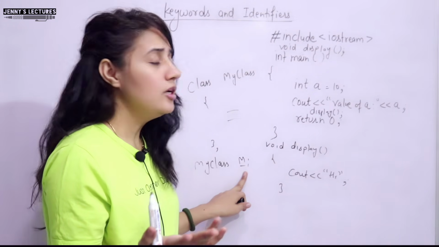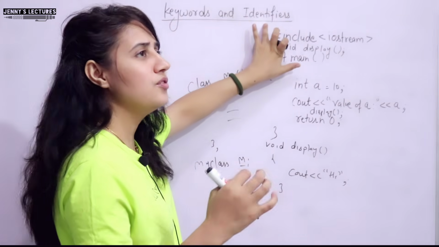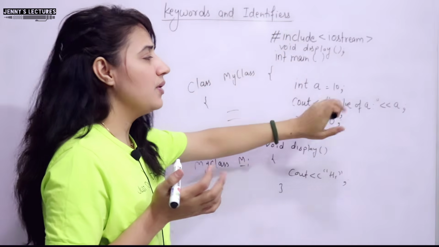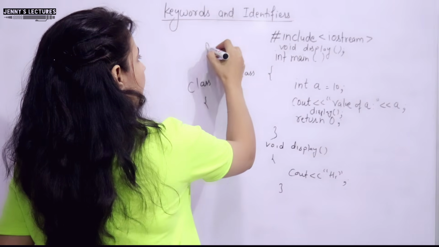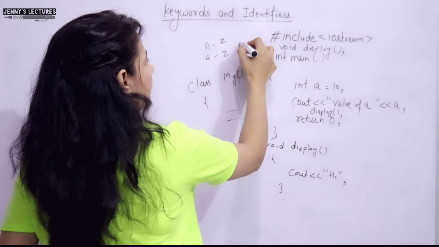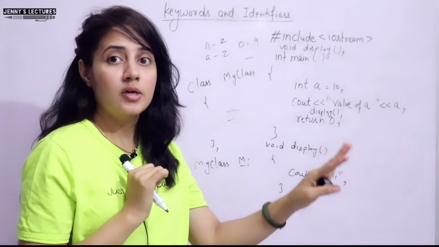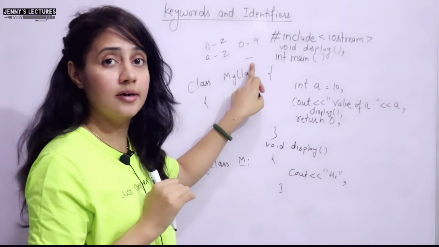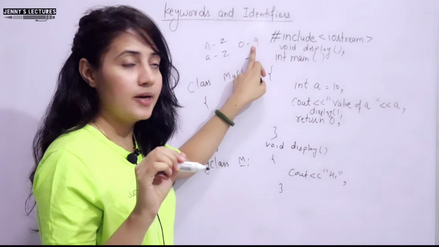Some rules are there to form these identifiers, because these are just user defined names we give to anything in a program. The same rules that we have discussed for variables: an identifier can contain letters A to Z, digits 0 to 9 and underscore. No special characters are allowed. It must start with either a letter or an underscore. It cannot start with a digit.